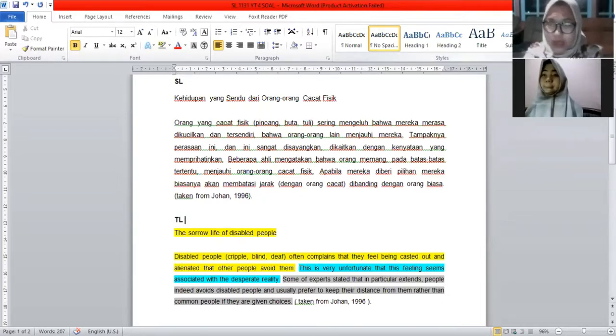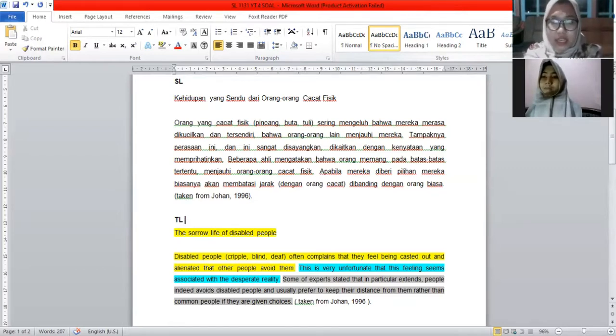We are going to continue our next assignments, translation assignments about translation procedures. So in this text, we highlight the text into three colors. First is yellow. Yellow means literal translations, and blue. Blue means transposition translations, and last is gray. Gray means modulation translations. And the text is taken from Johan, 1996.